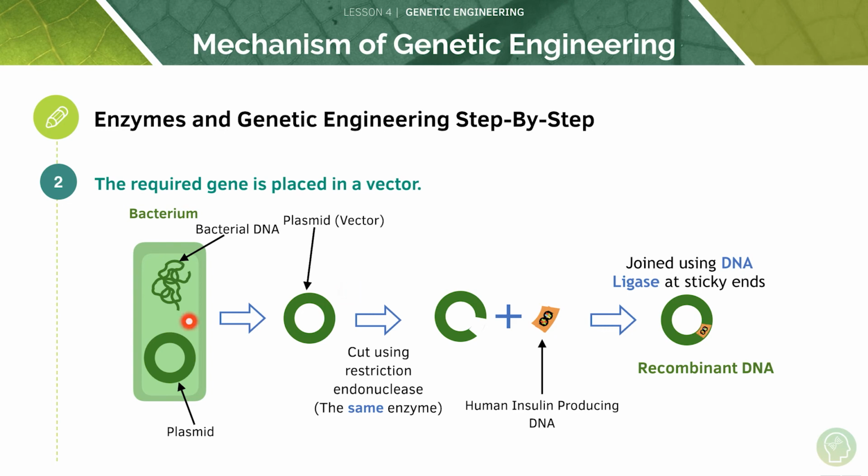So we have our plasmid isolated from our bacterium. We cut it using restriction endonucleases again. We use the same restriction endonuclease. That's really important for you to remember. The same restriction endonuclease that we used to cut the human DNA to extract the insulin-producing gene, we use to cut our bacteria, and that's just because it cuts it in a unique pattern which then allows both these ends to be joined together if they've both been cut by the same pair of molecular scissors. And we then join these two using our DNA ligase at sticky ends.